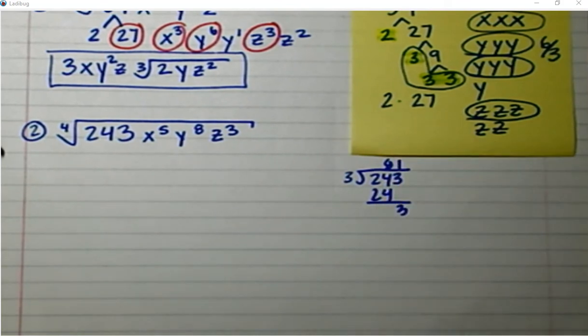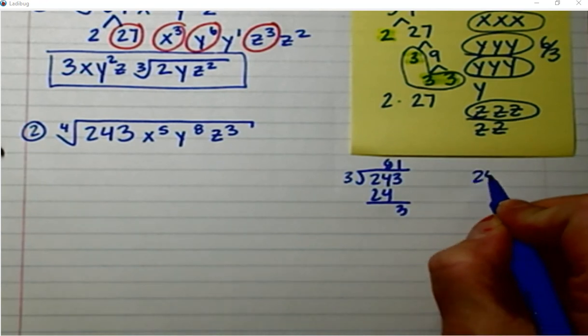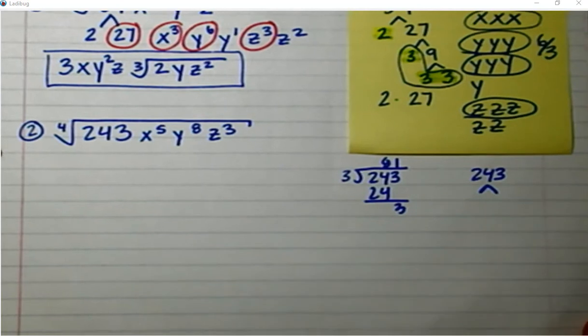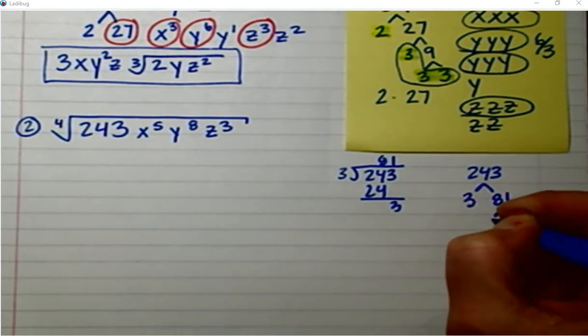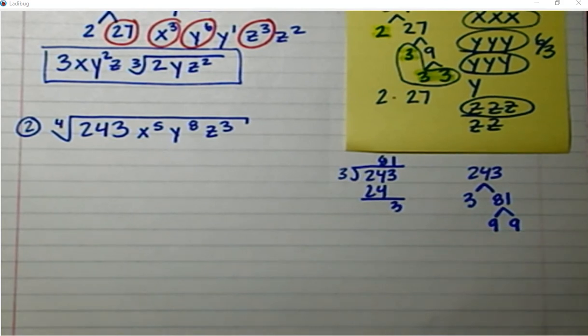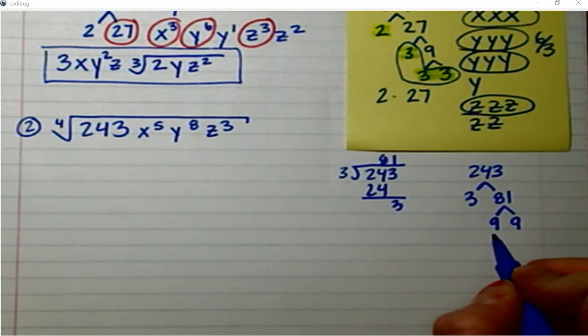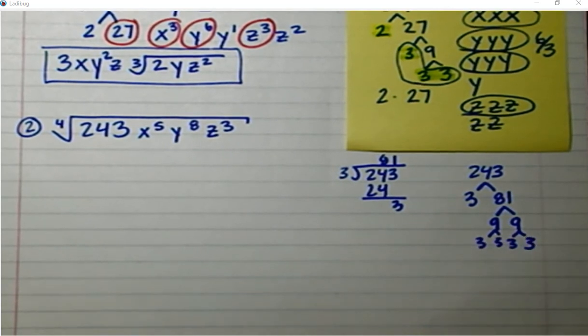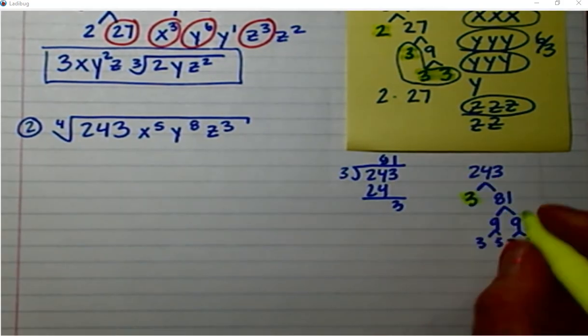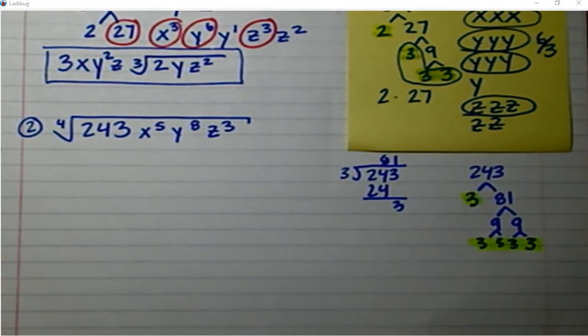Oh, 81, I know 81. So over here, I'm just going to do a little work. I see 3 and 81. I know that 81 is 9 and 9. Well, if you can find 2 perfect squares, you found a perfect 4th. There it is. So here's the bottom of my factor tree.